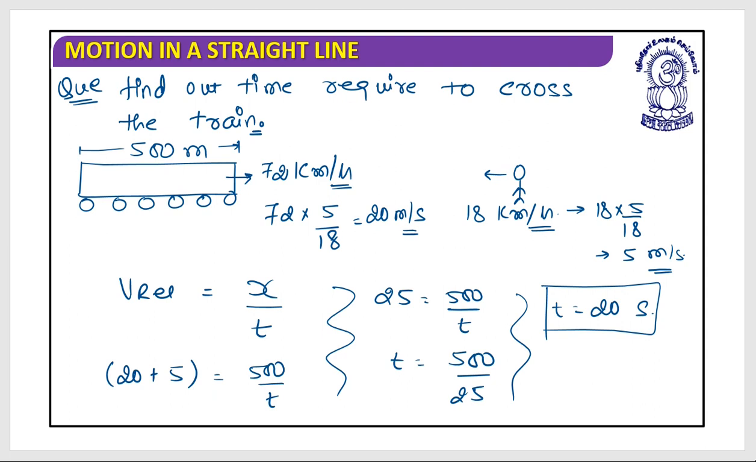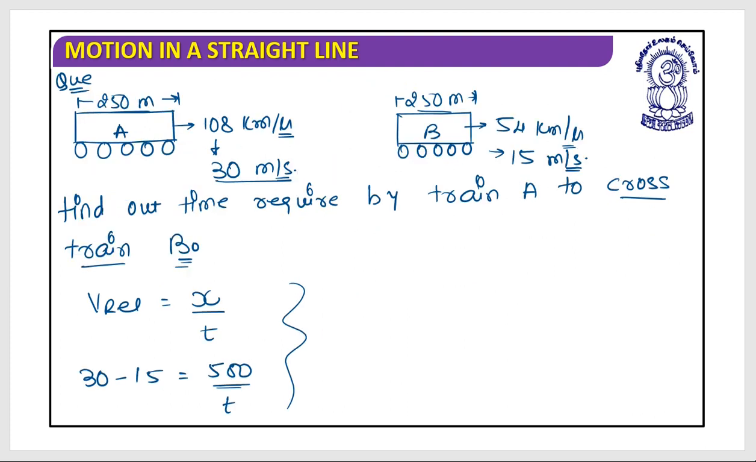In the previous question you traveled through 500 meter only. Why? Because that was a person, which does not have any significant length. I'm talking about the length because to cross each one you need to travel a length, but this is a train. Both the trains have a significant length, so that's why I need to consider it. So this is 30 minus 15.